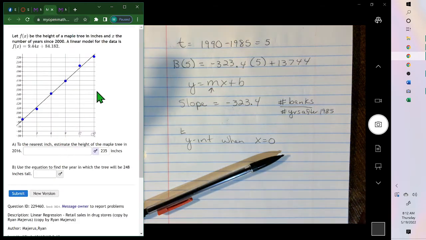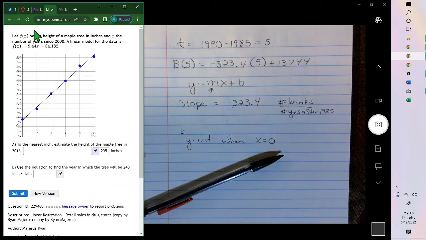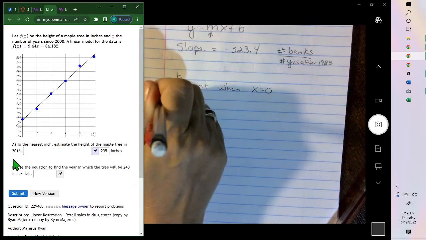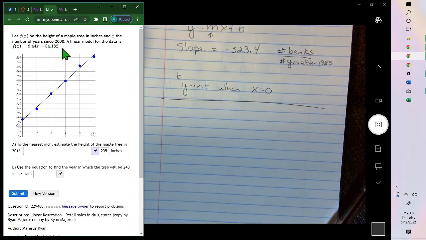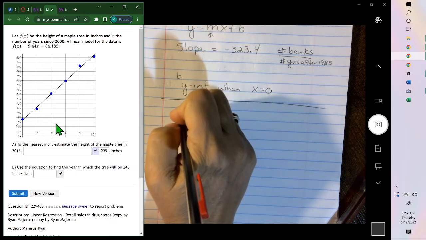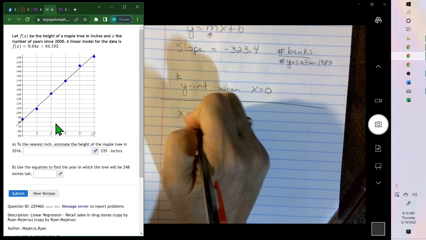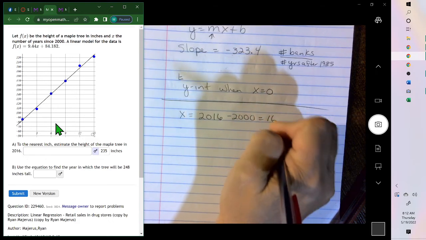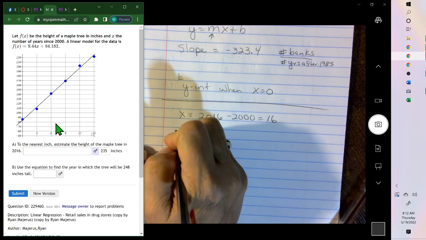This second problem, where they're giving us the equation: let f of x be the height of a maple tree in inches and x be the number of years since 2000. A linear model, and they give you the equation. To the nearest inch, estimate the height of the maple tree in 2016. So then again, you got to find the number of years since, in this case, 2000. And we're using x. So x equals 2016 minus 2000, or 16. So then we just plug 16 into the equation.